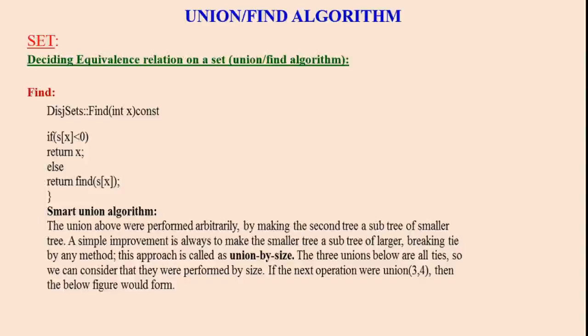Breaking ties by any method. This approach is called union by size. The three unions below are all ties, so we can consider that they were performed by size. If the next operation were union 3, 4, then the above figure will show the entire operation.